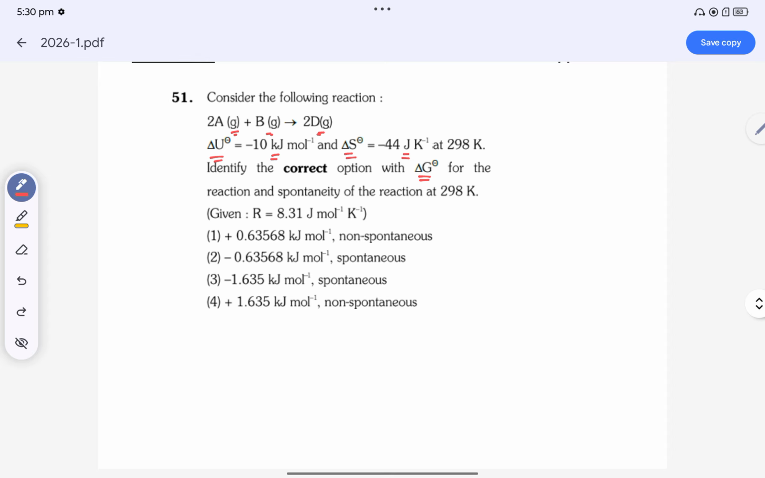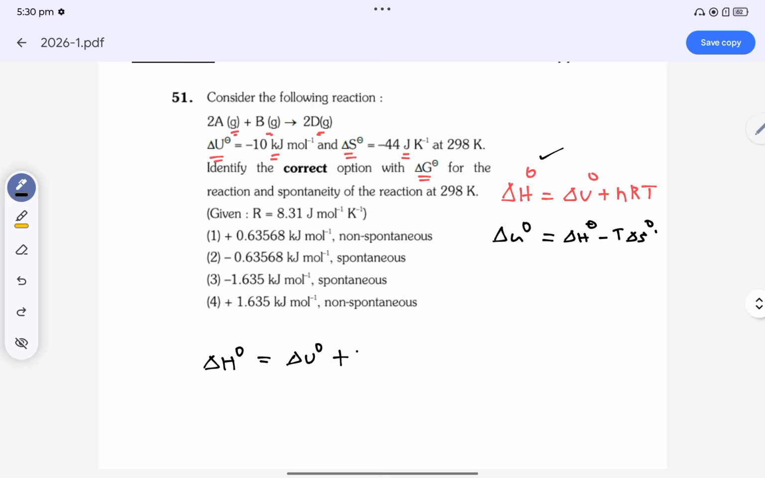So you need two formulas. The first formula is delta H equals delta U standard condition plus delta n RT. Clear? The second one is delta G naught equals delta H naught minus T delta S naught. These are the two formulas. Finding first, we insert into the first formula: delta H naught is equal to delta U naught plus delta n RT.